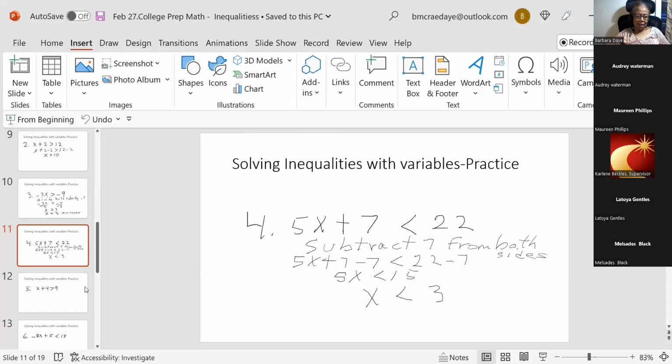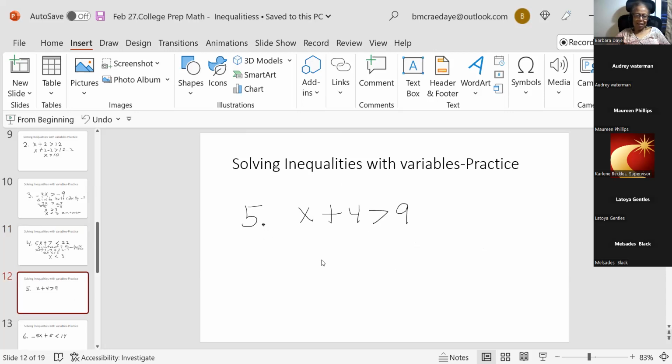Okay, now we have another one here. X plus 4 greater than 9. Mercedes, I know you got that one. What's the answer? It's a one step process. X greater than 5. So I told you, one step. 9 minus 4, right? Subtract 4 from both sides and you get X greater than 5.